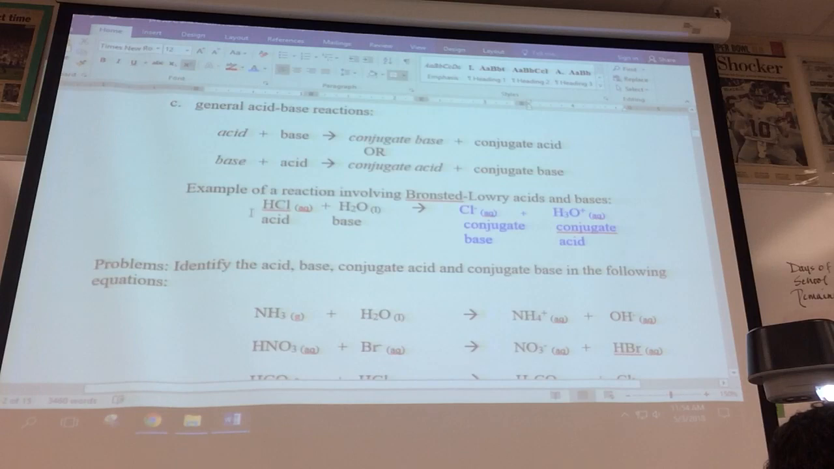So for example, when I'm trying to identify what is what, I look at the first substance and I look off the right side and I see what looks similar. And I can see to go from HCl to Cl minus, this has lost a proton. This is the acid. This is its conjugate base. This base accepts the proton from the acid, and this base forms the conjugate acid hydronium ion.